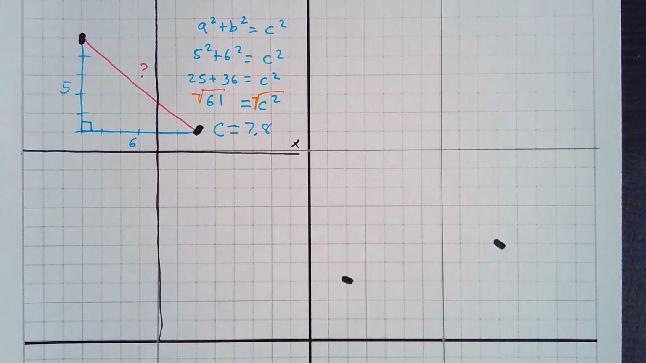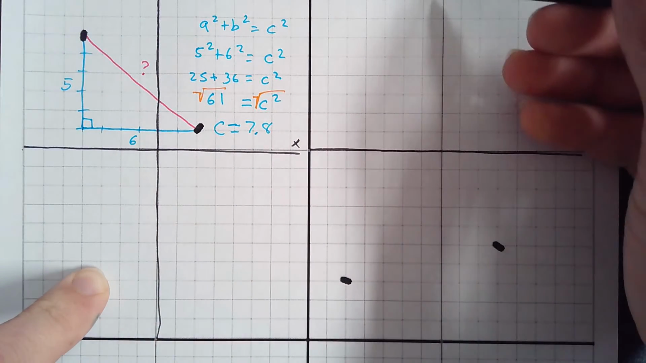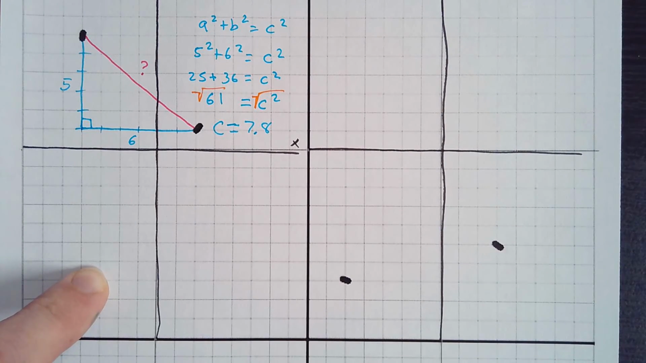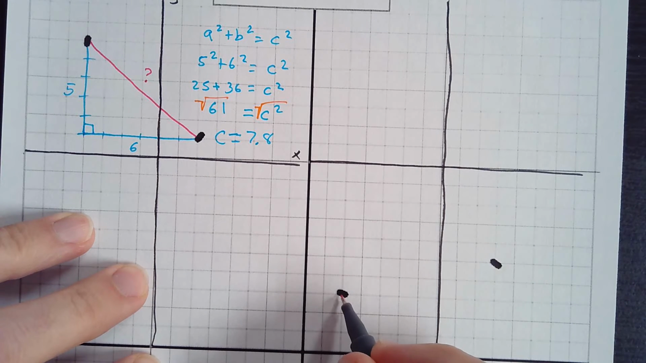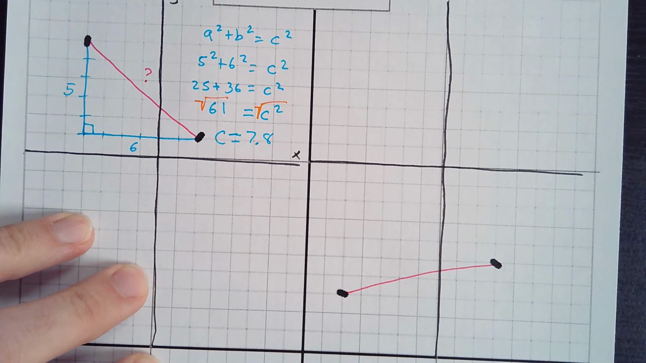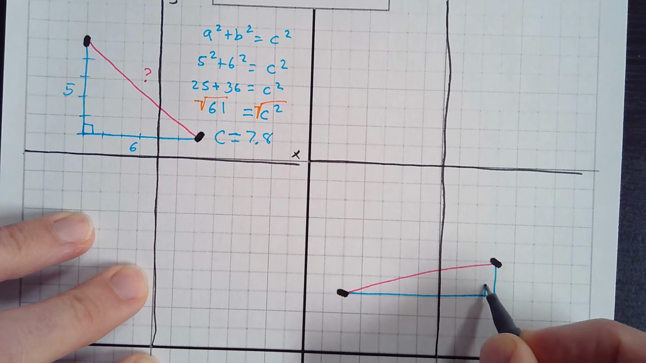All right, so let's try one more here. So here's our x and y axis again. That's our x and y. And let's connect these points, and then find the distance between them by making a right triangle. So here's our right triangle.